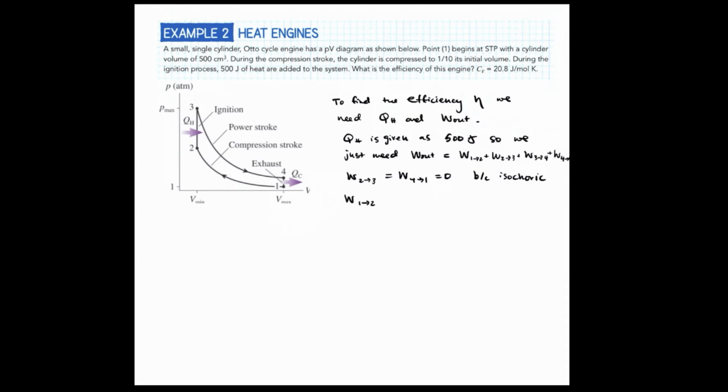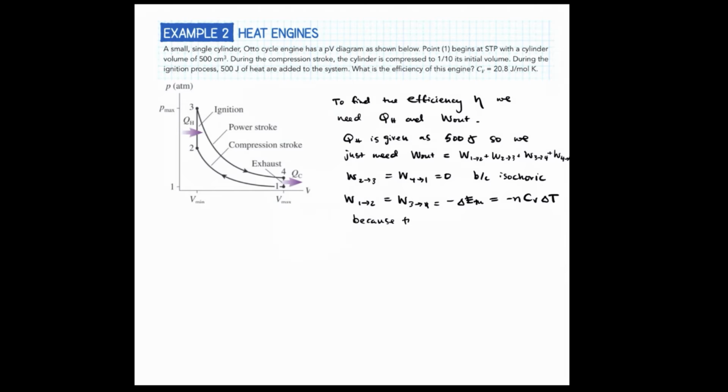Remember, the ones on the ends, the 2 to 3 and 4 to 1, are isochoric, meaning they don't do any work. So in order to calculate the work from 1 to 2 and the work from 3 to 4, we know that the change in thermal energy is going to be equal to the work, right, for both of these.